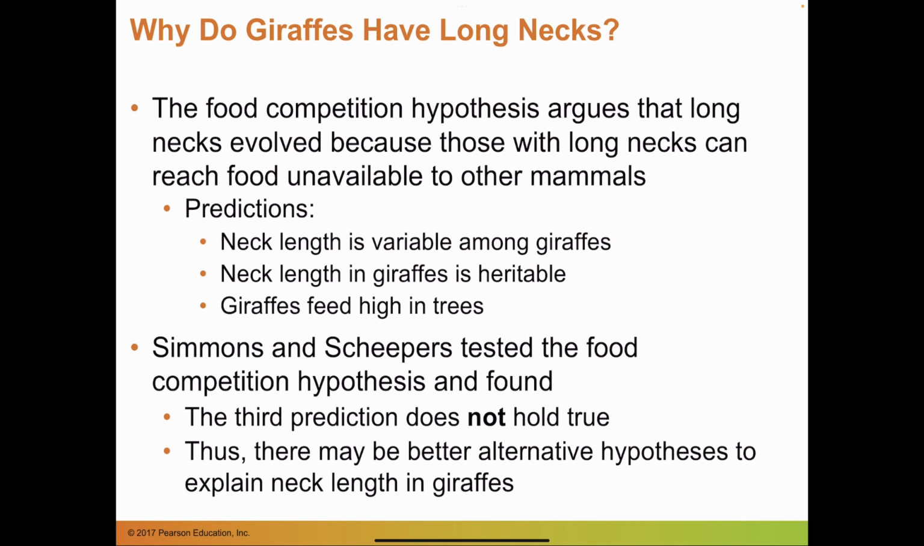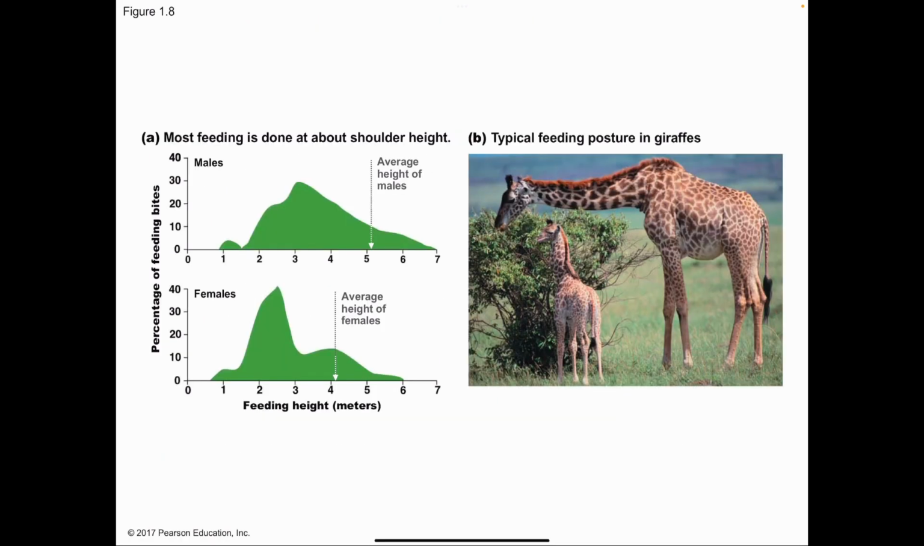So Simmons and Scheepers tested this idea, and they found out that the third prediction, that giraffes feed high in trees, was not true. They found that giraffes don't feed high up in the trees. They'll feed from any part of the tree that they want to. So that threw out that idea, and an alternative hypothesis would have been better supported.